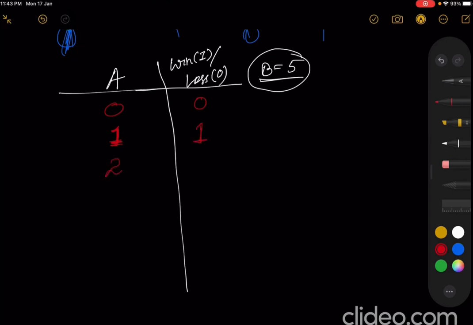Similarly, if a is equal to 2, so these are the values of f of a comma b, as defined earlier. Now for a is equal to 2, again the first player will win. For a is equal to 3 also the current player will win. For a is equal to 4 also it will win. For a is equal to 5 also it will win.